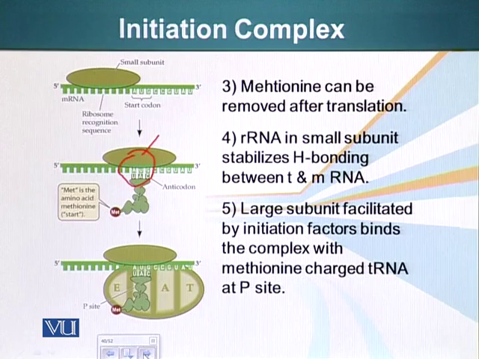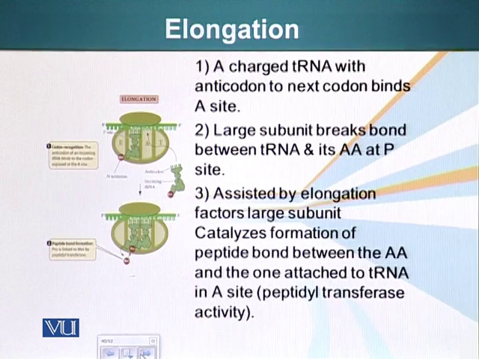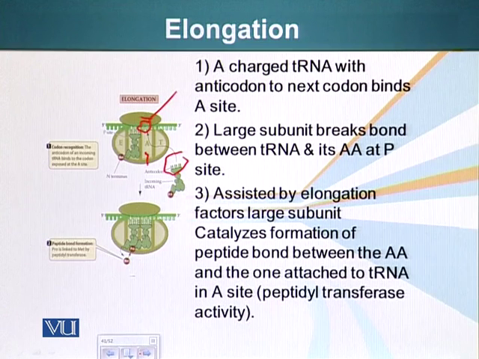So let's keep moving. This is the initiation. Now elongation. We have initiated the process of protein synthesis. A charged tRNA with an anticodon for the next codon binds the A site. Here you can see the A site. This is the anticodon on the tRNA, and it is complementary to the codon right here on this messenger RNA. It will come in and bind at the A site, also assisted by elongation factors.